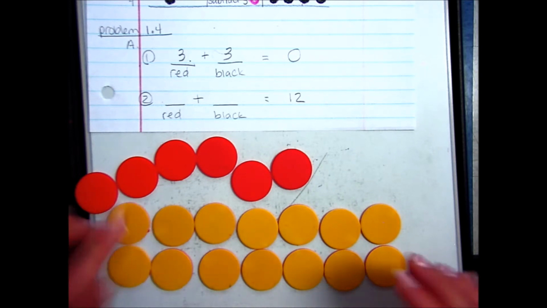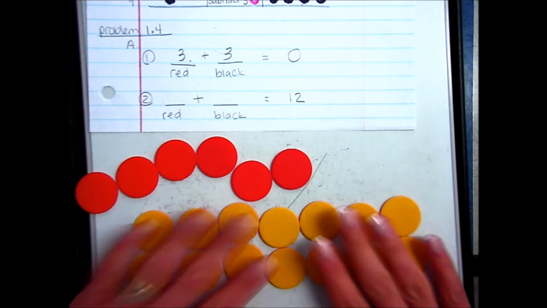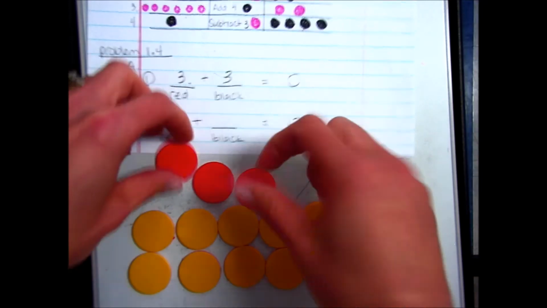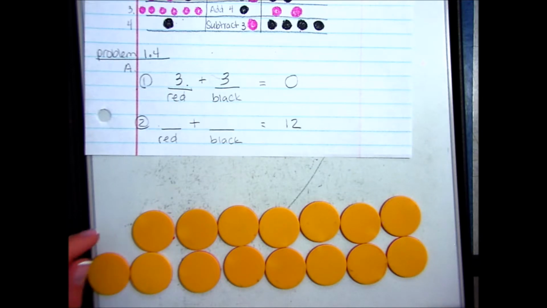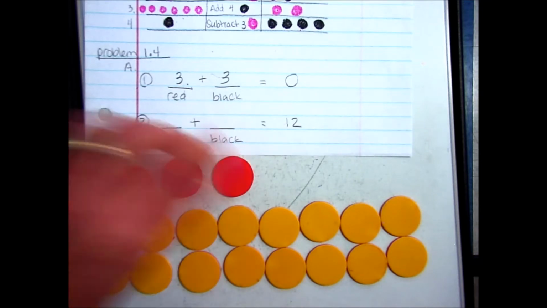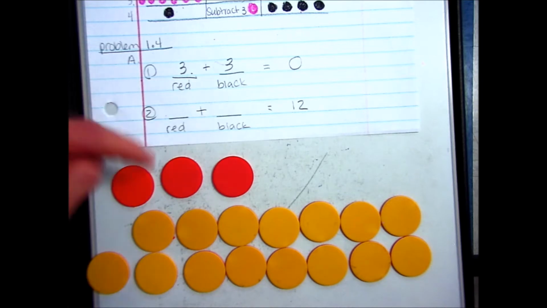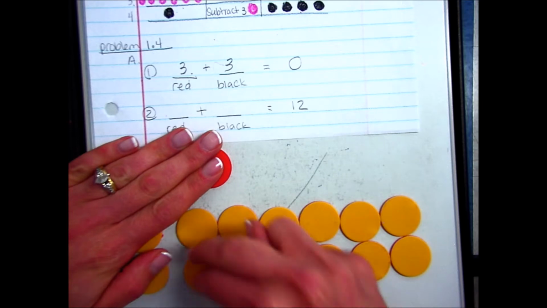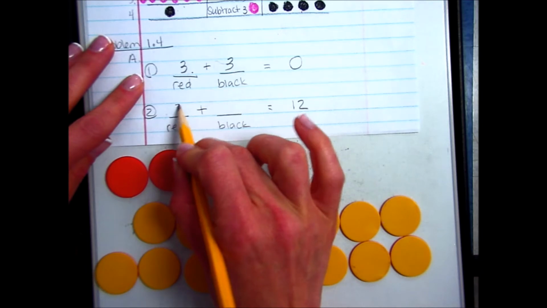All right, Bailey, what'd you use? Negative 3 plus positive 15. So look, when she put 3 red and 15 black, and then you cancel out these 3, we end up with 2, 4, 6, 8, 10, 12. We end up with 12. That is correct.